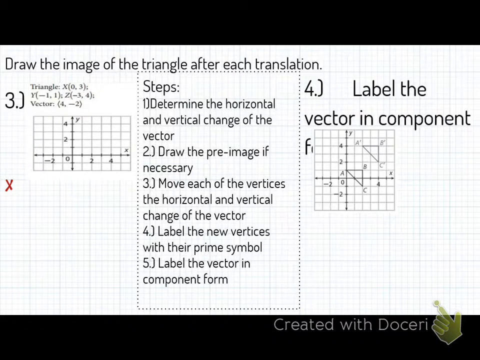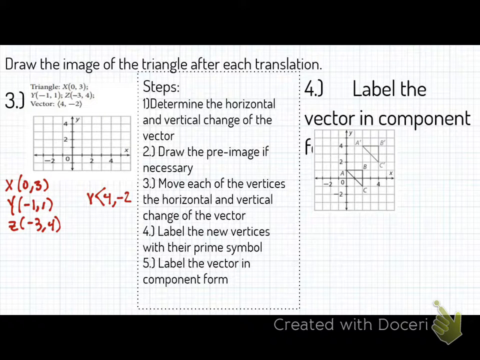You're just on number 3, we have 3 points. We have X, which is (0, 3). We have Y, which is (-1, 1). And Z, which is (-3, 4). Okay? And we have a vector. Our vector is (4, -2), okay?